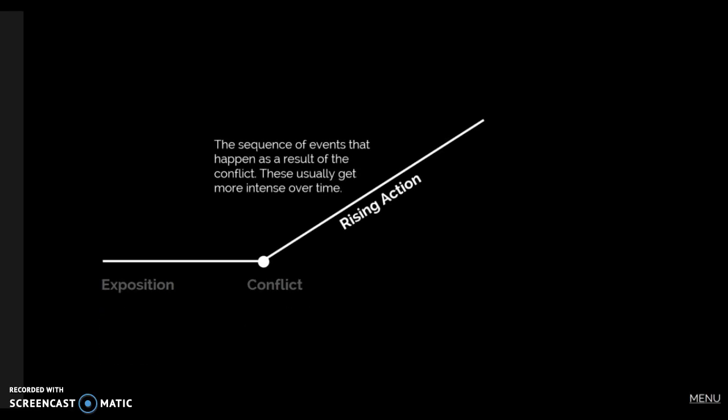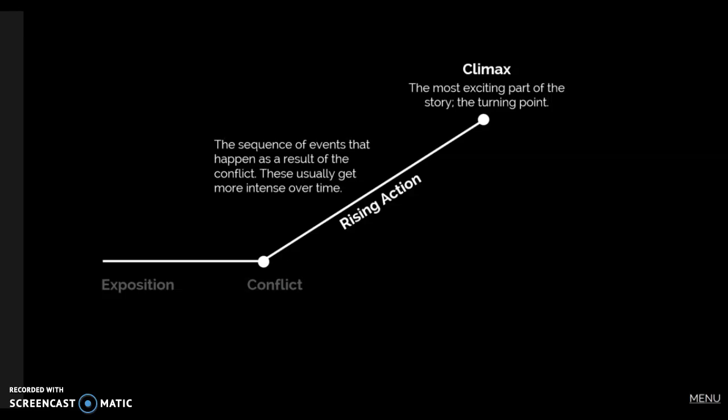Once the problem's been introduced, we get this rising action. So this is the events in the story that happen because of the conflict. They get more intense over time, and that's why we call it the rising action. So the tension rises, the excitement increases, right? And that's that rising action. And it all builds up to the climax, the most exciting part of the story.